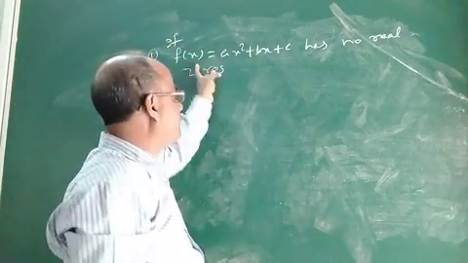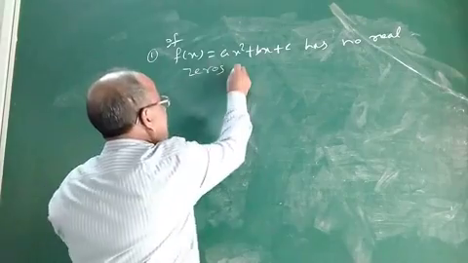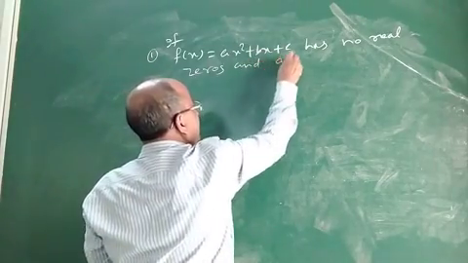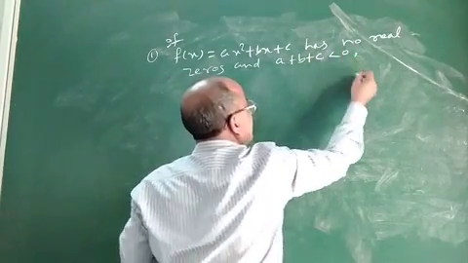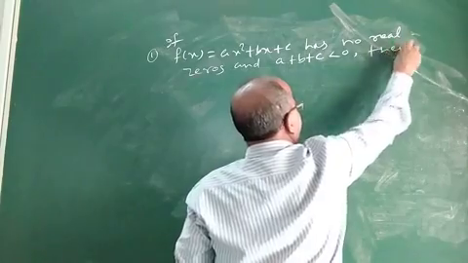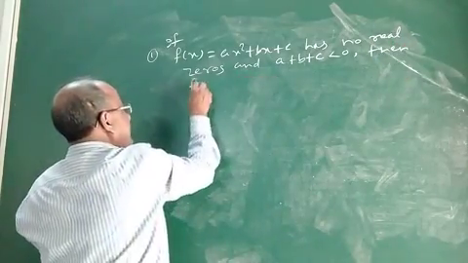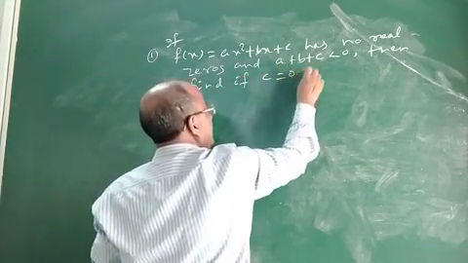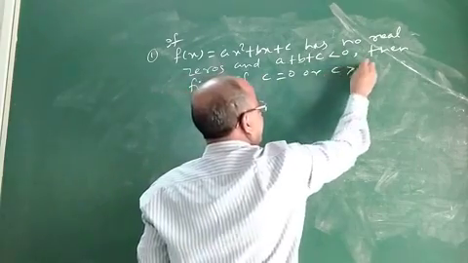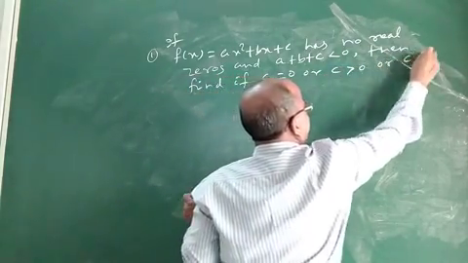Okay, so if this polynomial has no real zeros and suppose you are given another condition, say a plus b plus c less than 0, then the question is, find if c will be equal to 0 or c greater than 0 or c less than 0.